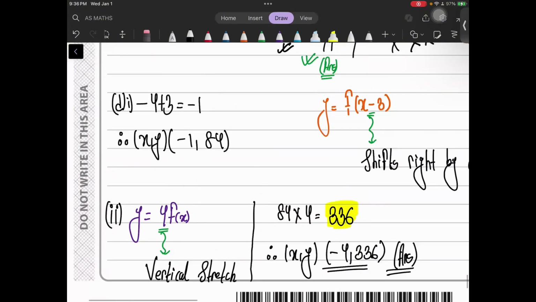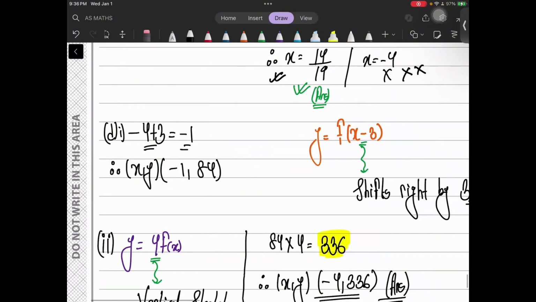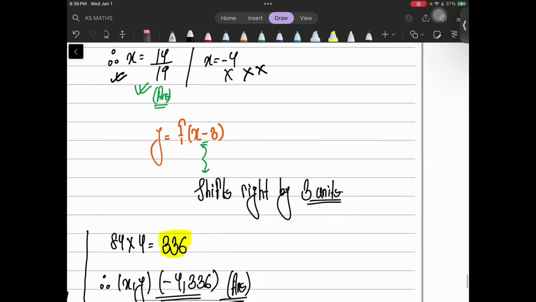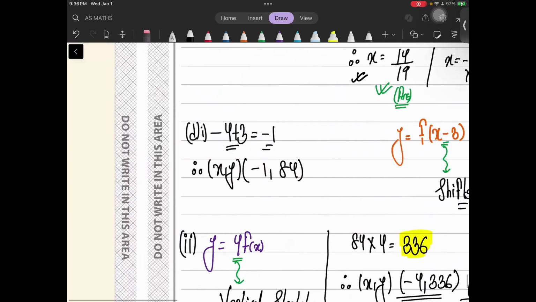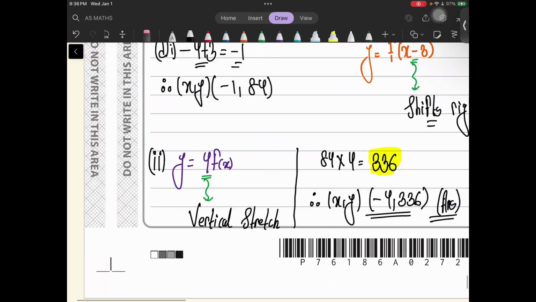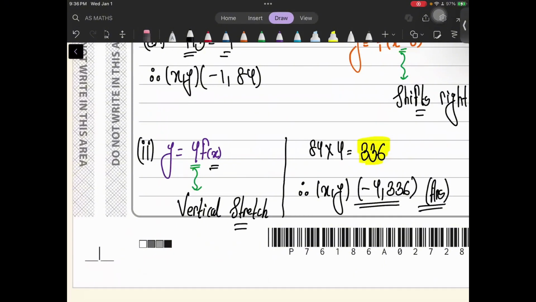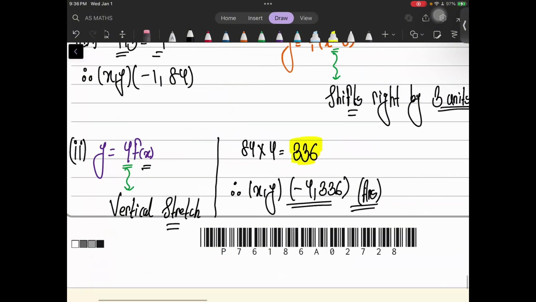If y equals f(x - 3), it means it shifts right by 3 units. So -4 plus 3 equals -1. And it is a vertical stretch, so the y value is going to be 84 times 4, which is going to be 336. So for point R, the coordinates are going to be (-1, 336).